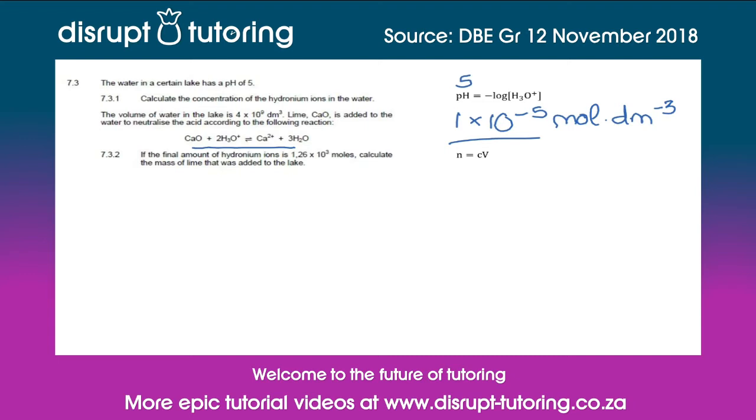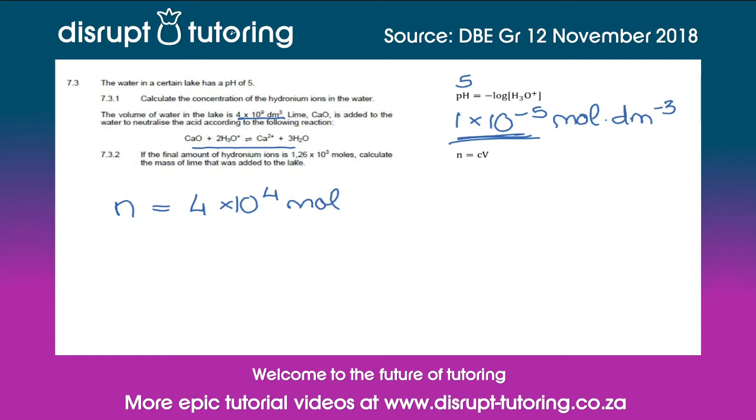That makes the initial number of moles of hydronium ions in the lake equal to the volume times the concentration, and that gives us 4 times 10 to the 4 moles. Okay, so this concentration multiplied by the volume of water in the lake gives us 4 times 10 to the 4 moles. Now we can calculate how many moles of hydronium ions react with the calcium oxide and find the number of moles of calcium oxide from the balanced equation.